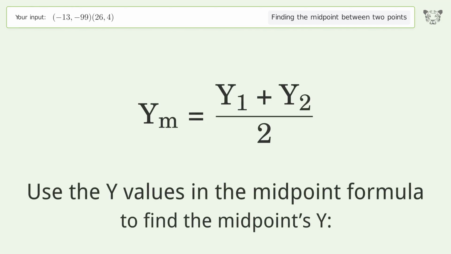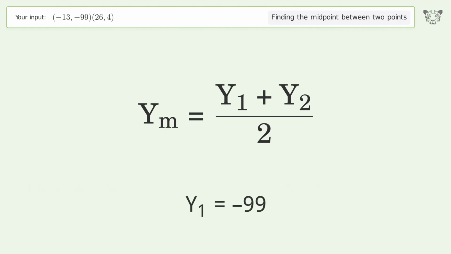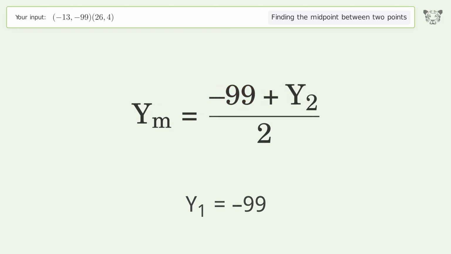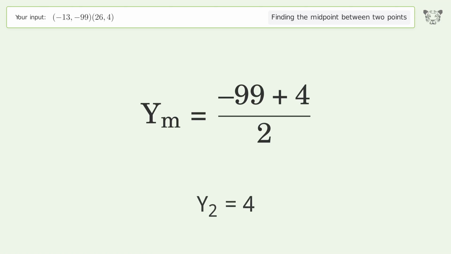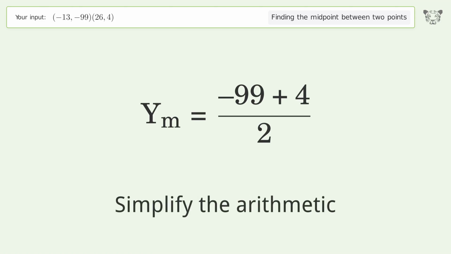Use the y values in the midpoint formula to find the midpoint's y. y1 equals negative 99. y2 equals 4. Simplify the arithmetic.